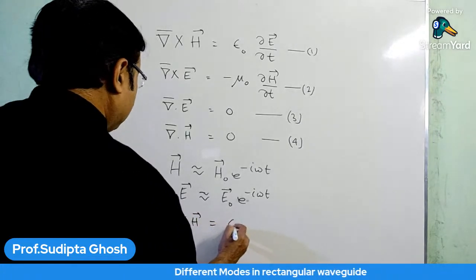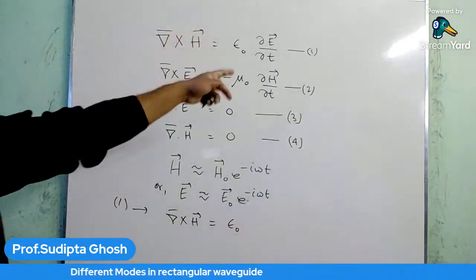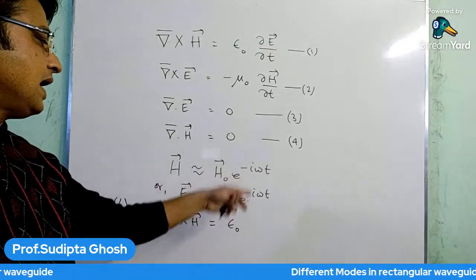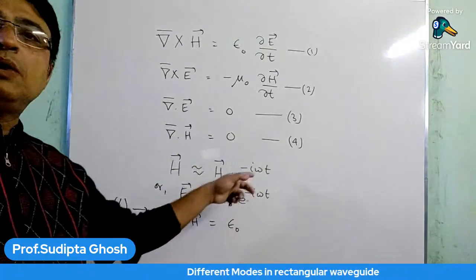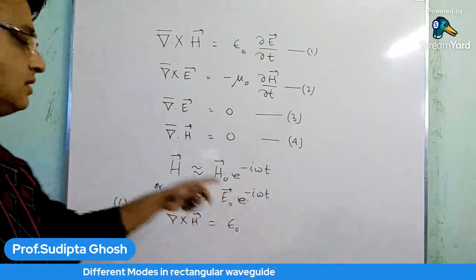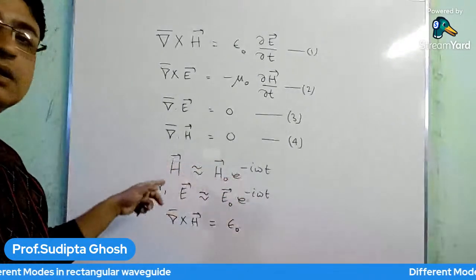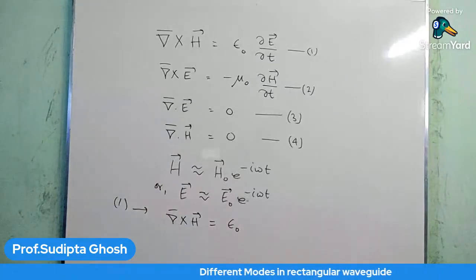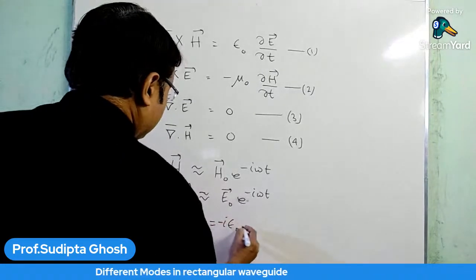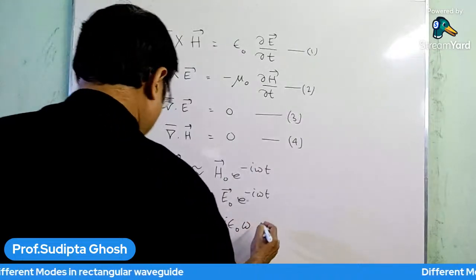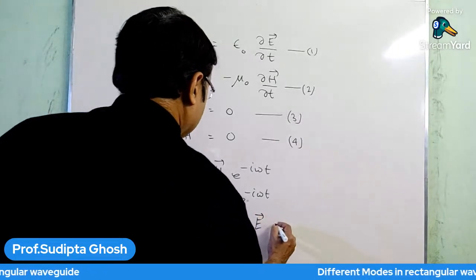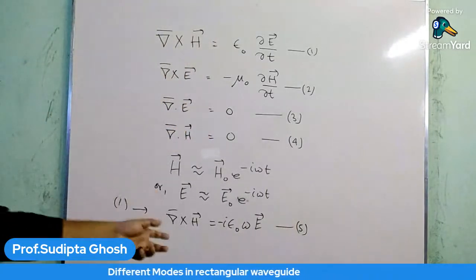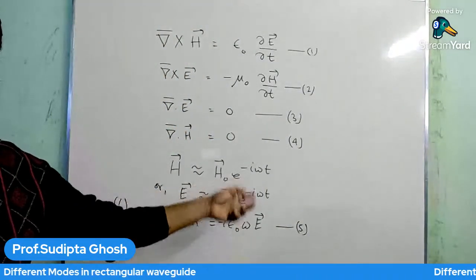equals epsilon 0 and then del t of E. So del t of E makes minus i omega E0 e to the power minus i omega t. That means minus i omega capital E will be the value of del E del t. Let it be equation number 5. So curl of H becomes minus i epsilon 0 omega E.